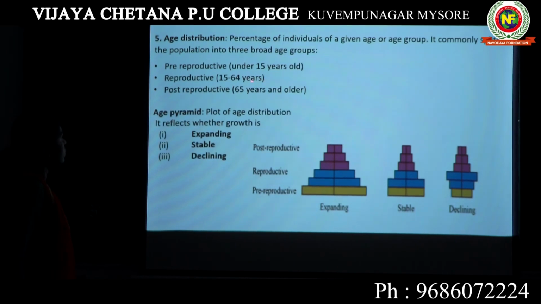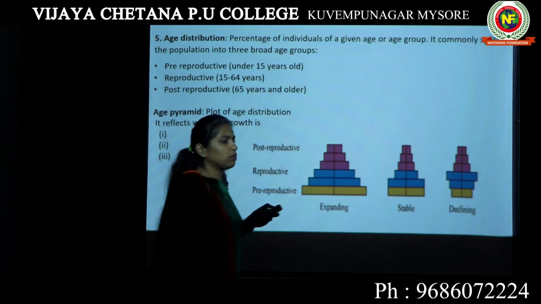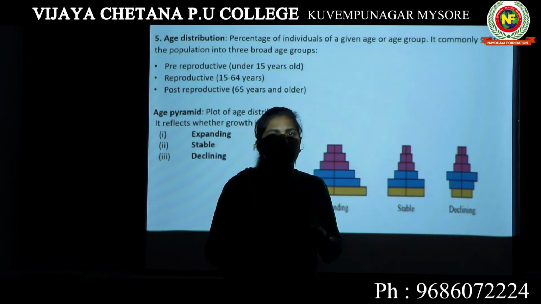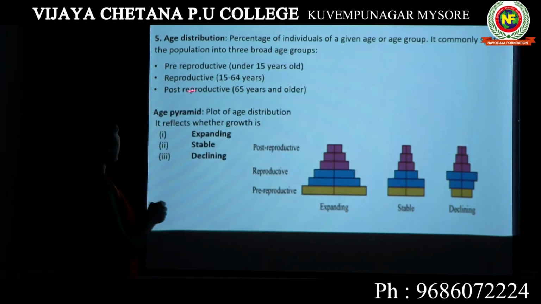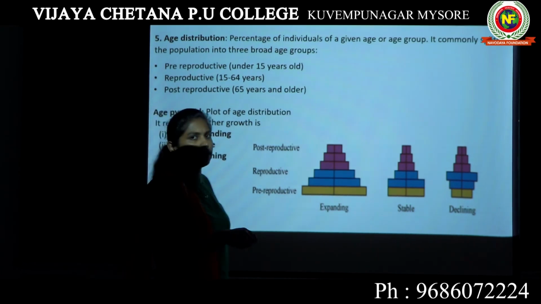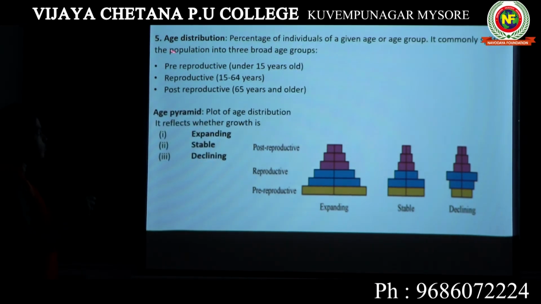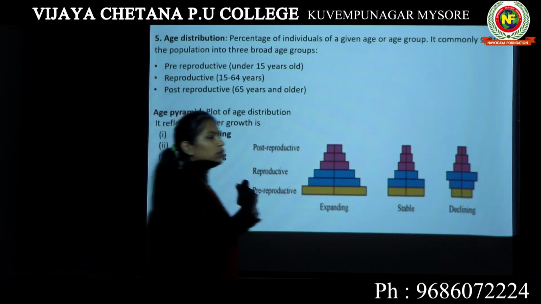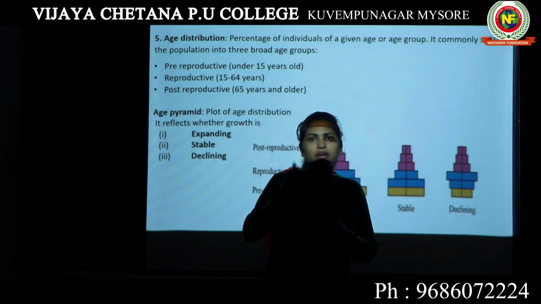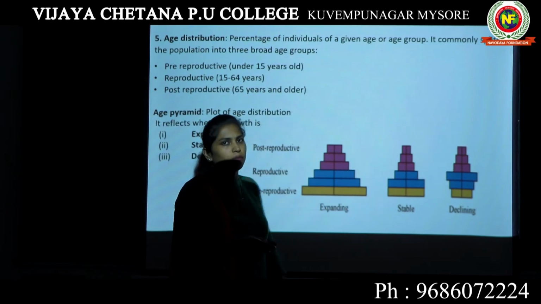Then the last age group is post-reproductive, 65 years and older. That means at this particular age, the person will not be reproductively active. In pre-reproductive and post-reproductive, the individuals will not be reproductively active. Only the individuals coming under the 15 to 64 years age category will be actively reproducing. So this is age distribution: distributing a population into different categories depending upon their age group.